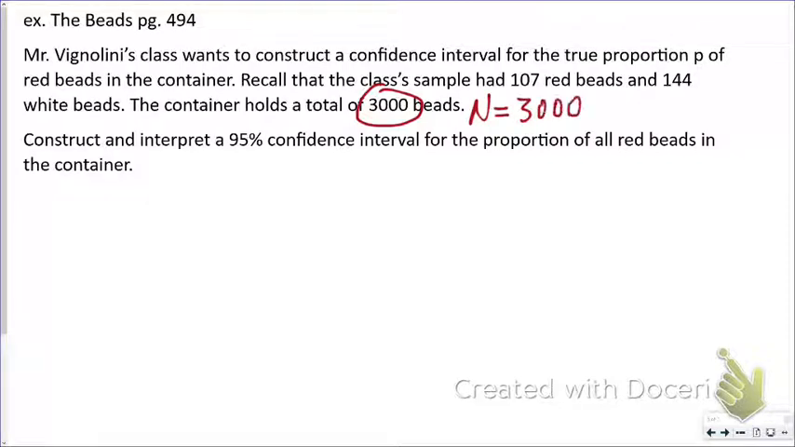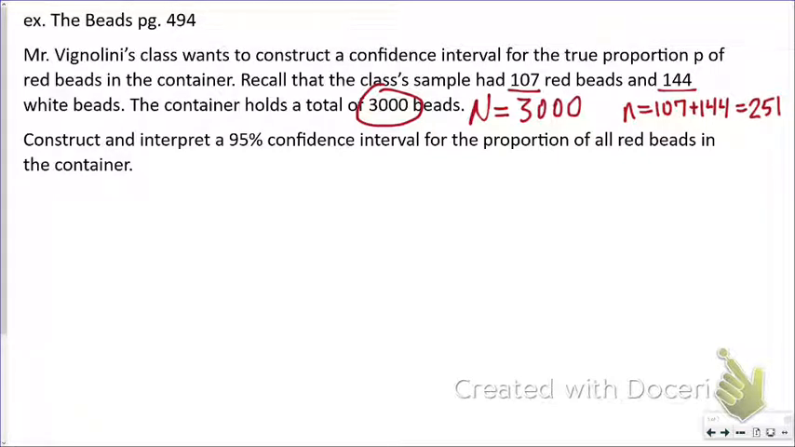That is not the sample. This one, they didn't even tell us what the sample was, but they did tell us how many red and how many white. So we're assuming the sample is red plus white. So 251. All right, let's move on.